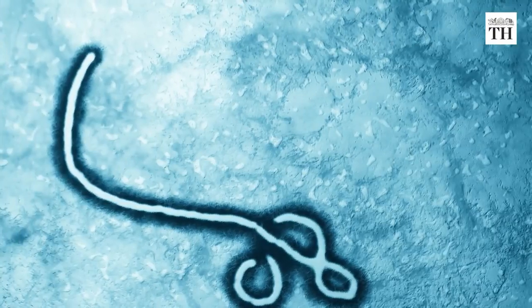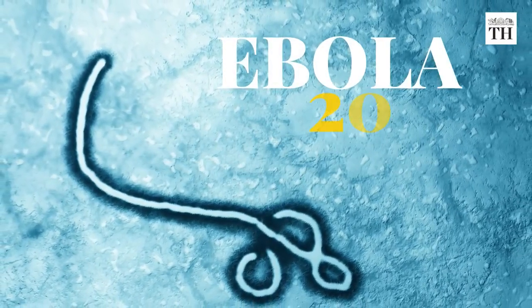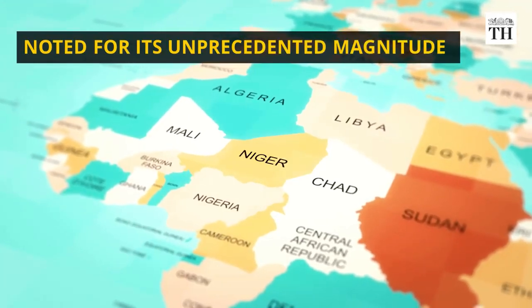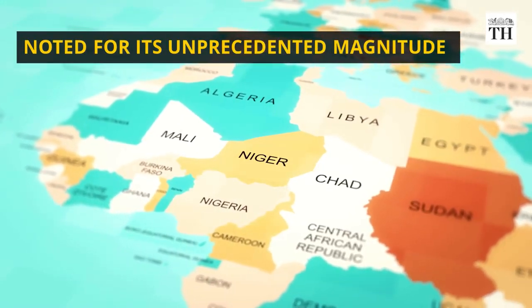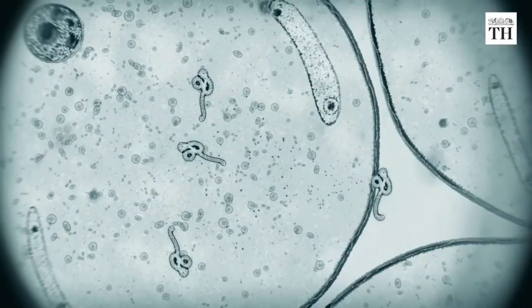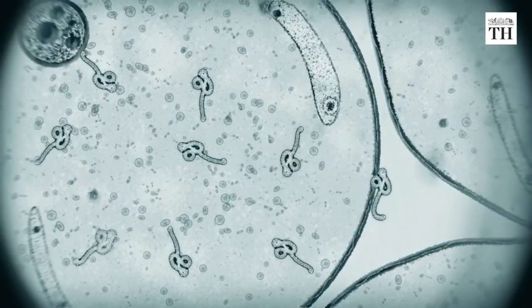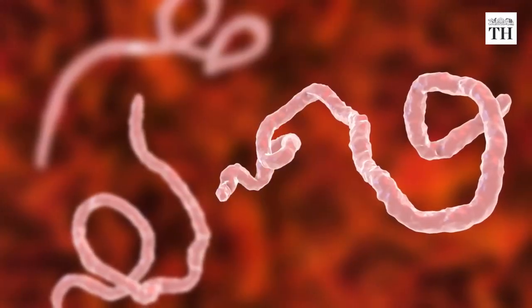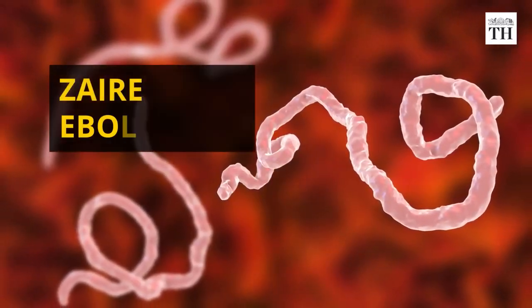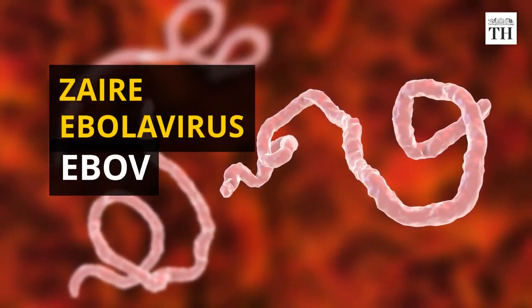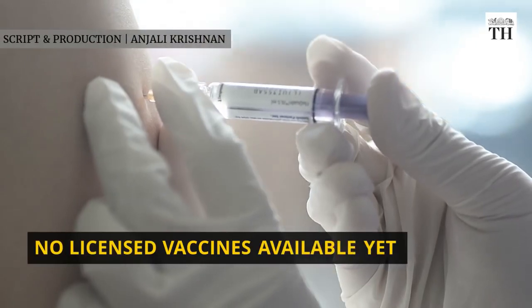The Ebola outbreak of 2014-16 in West Africa was noted for its unprecedented magnitude. The actual numbers of cases and deaths, however, were suspected to be far greater than reported figures. The causative virus was a type of Zaire Ebola virus known as EBOV, which is the deadliest of the Ebola viruses. Currently, there are no licensed vaccines to prevent Ebola virus disease.